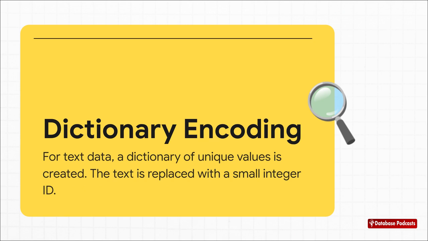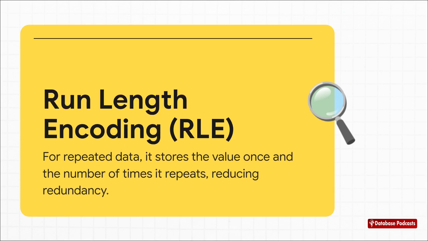Then, for text data, it uses something called dictionary encoding. This is brilliant. It scans a column, finds all the unique text strings, like city names, for instance, and builds a little dictionary. Then, it replaces every single one of those long city names with a tiny little number that just points to the dictionary. It's incredibly efficient.